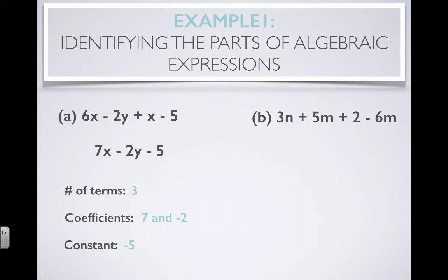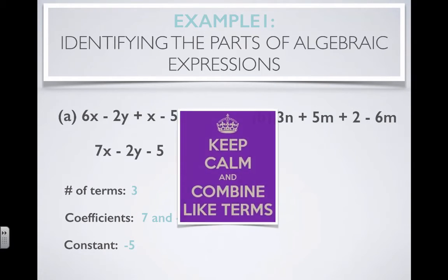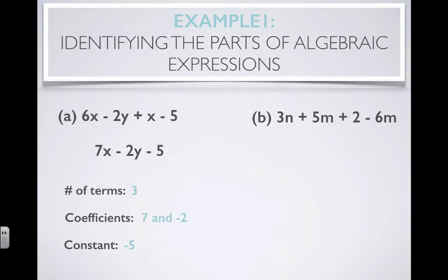Let's take a look at part B. Again, we have to remember to look for like terms and combine them if we can. So we see two m terms, and those are going to be able to combine. So we have a +5m minus 6m. And 5 minus 6 is going to give us -1m. So we end up with -m, which is the same as -1m, plus 3n plus 2.